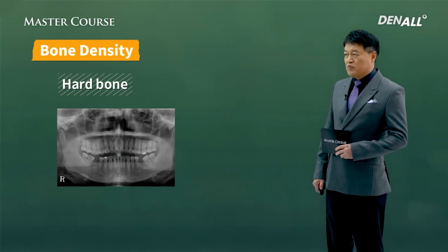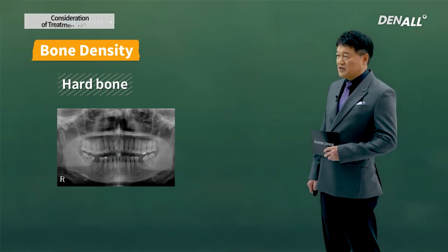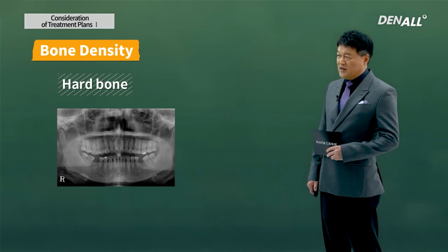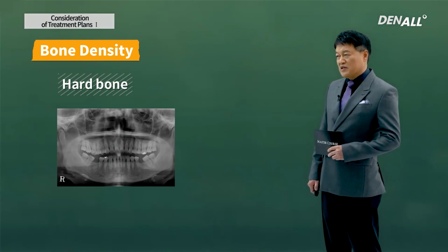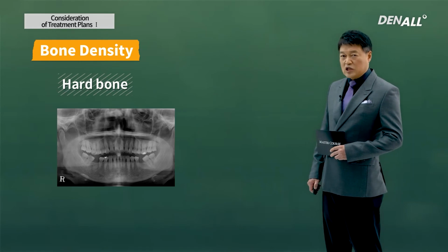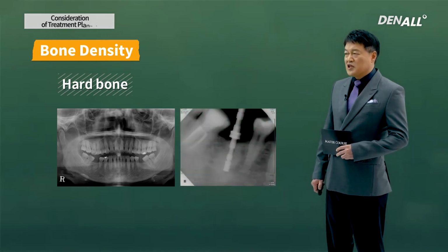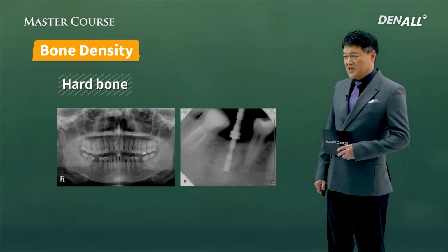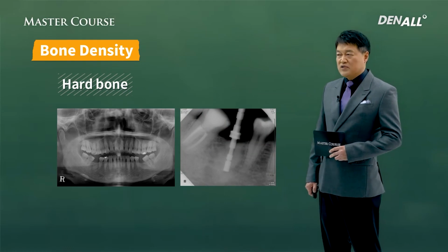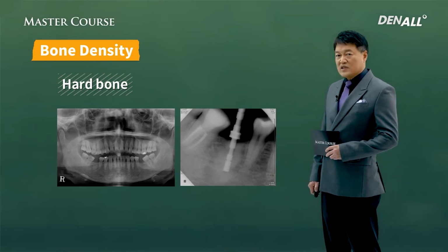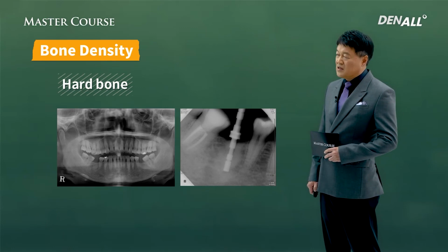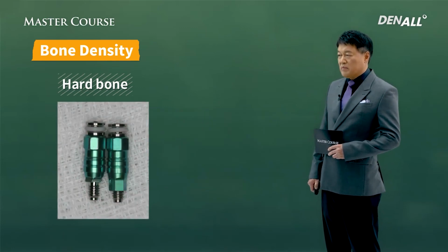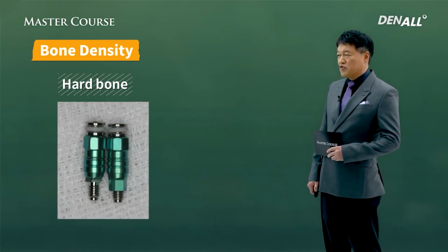As you can see, I was going to place the implant at number 46. It's very radio opaque, and we can assume it's very hard bone. In this case, if we don't drill sufficiently and just place the implant, the following consequence can occur. On the left, as you can see, the mount has been fractured.